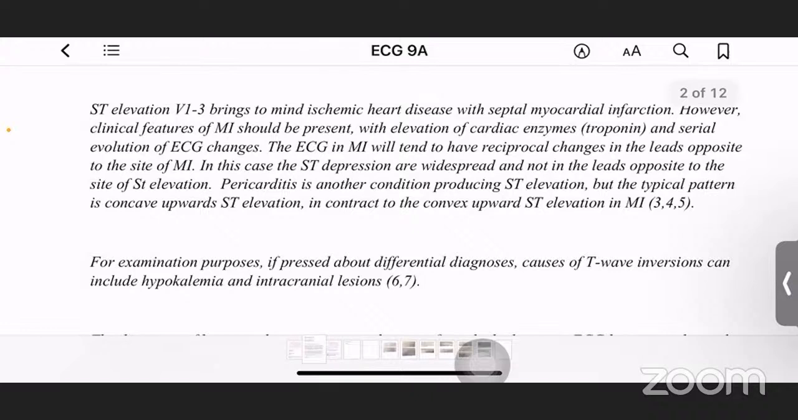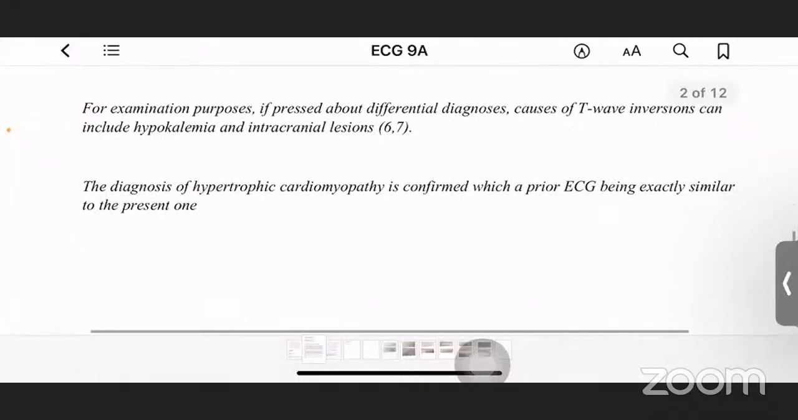The ECG in MI tends to have reciprocal changes in the leads opposite to the site of MI. In this case, the ST depressions are widespread and not in the leads opposite to the site of ST elevation. Pericarditis is another condition producing ST elevation, but the typical pattern is concave upward ST elevation in contrast to the convex upward ST elevation in MI.